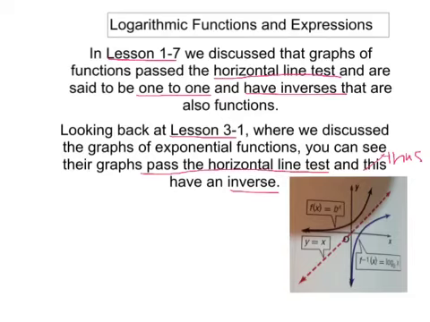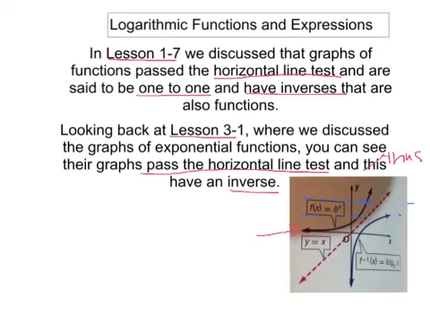So if we look at this black curve, f of x, it passes the horizontal line test, right? If I draw a horizontal line through it, no matter where I draw that horizontal line, it only intersects our function at one point. That tells us that the exponential function has an inverse and it is one-to-one.